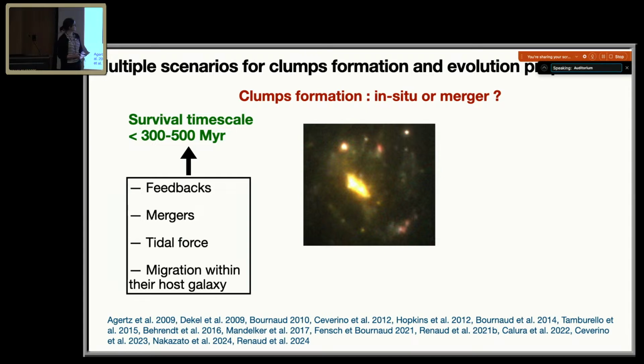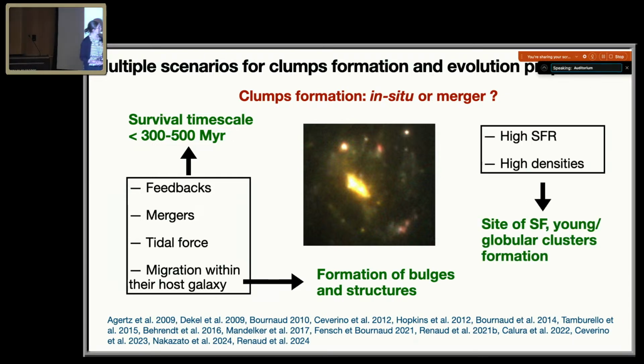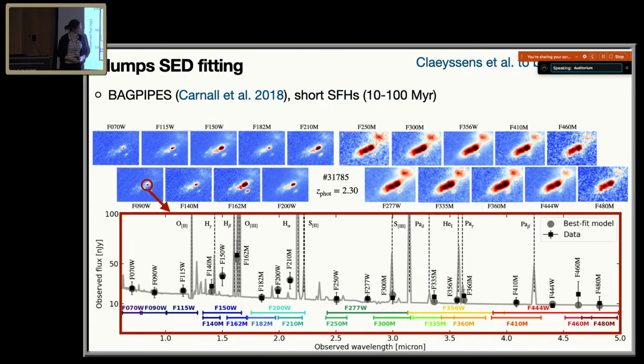Then on the evolution side, we know that clumps can be affected by feedback, mergers, and tidal force, and can migrate within the galaxies. All these parameters will affect their survival timescale, and most of the simulations say that they should not be able to survive longer than 300 to 500 million years. If they migrate within the host galaxies, they can also participate in the formation of bulges and structures within the galaxies. And the last thing that we want to study is that they are found to have a high star formation rate and very high density, so they could be the site of star formation within galaxies and of young and globular cluster formation. So it's what we want to study with this sample.